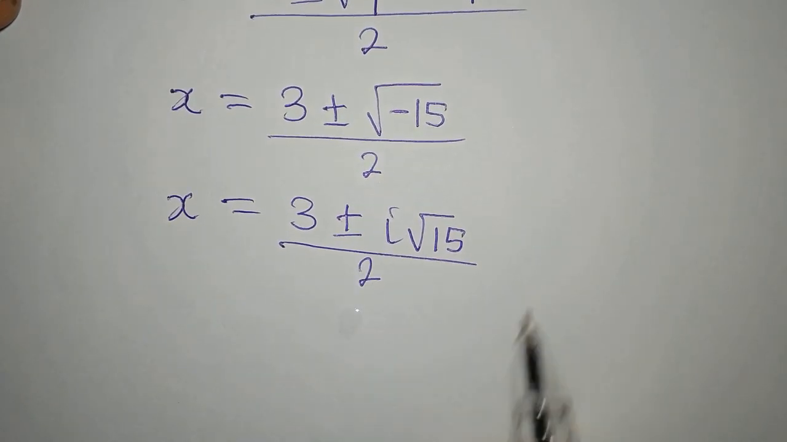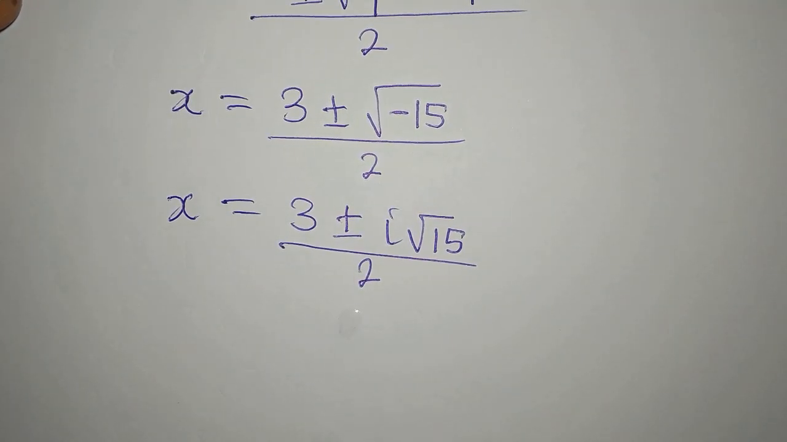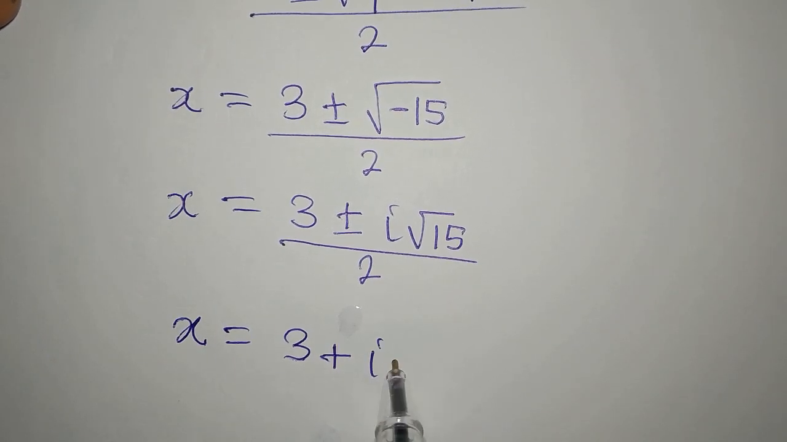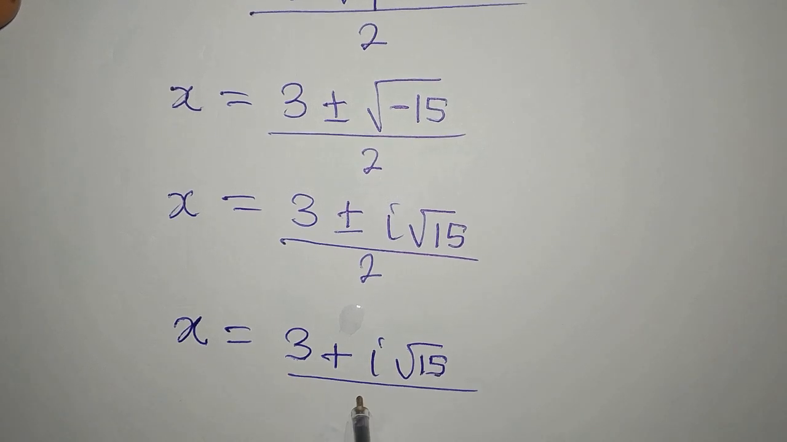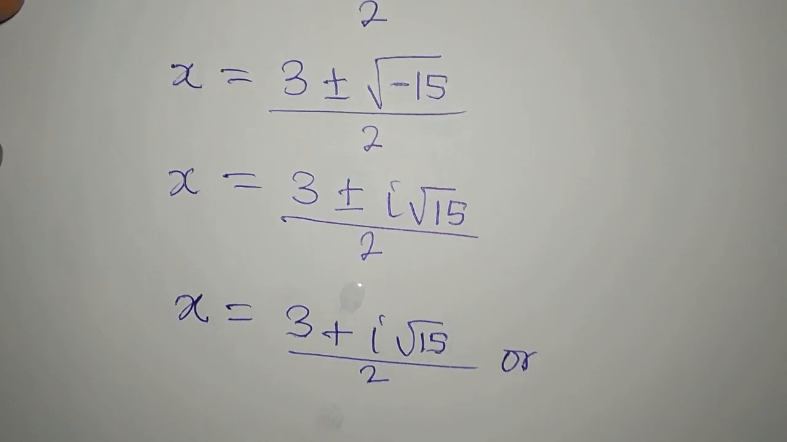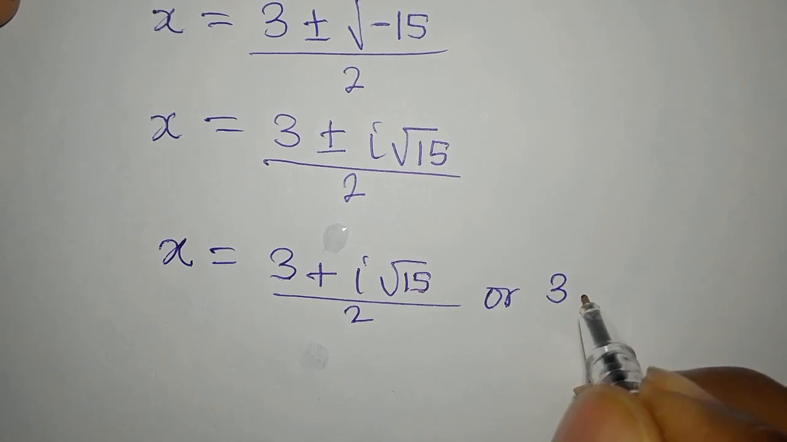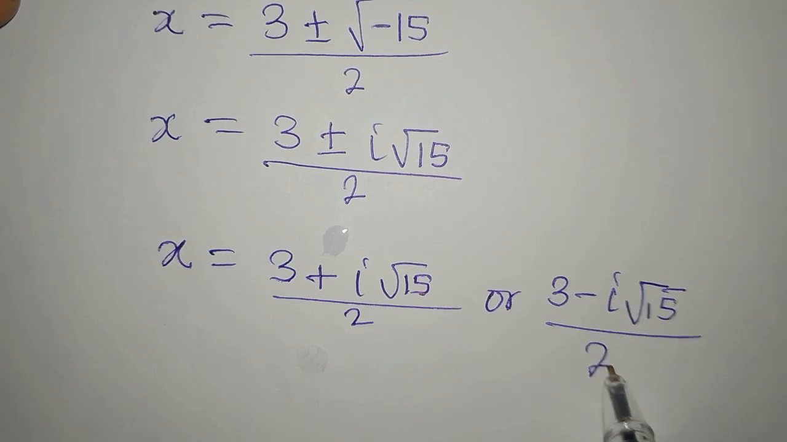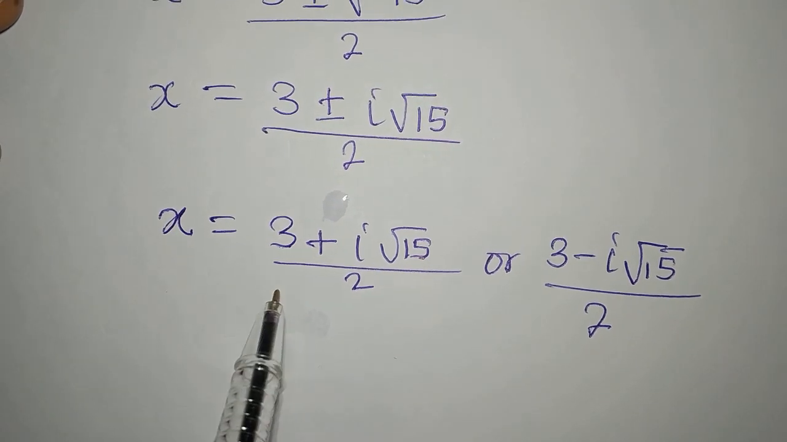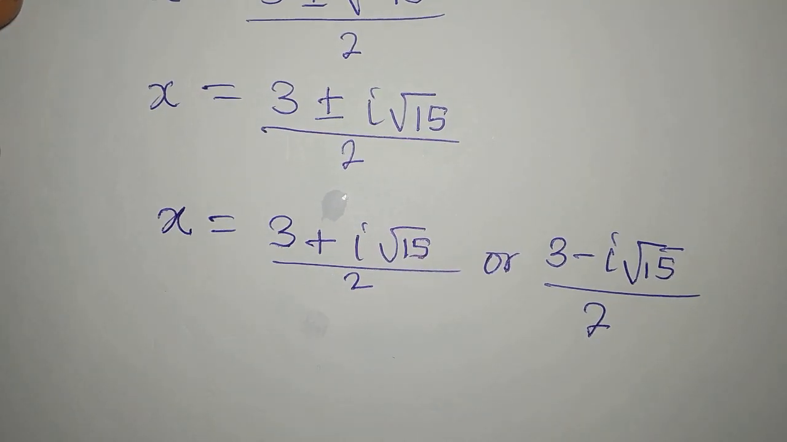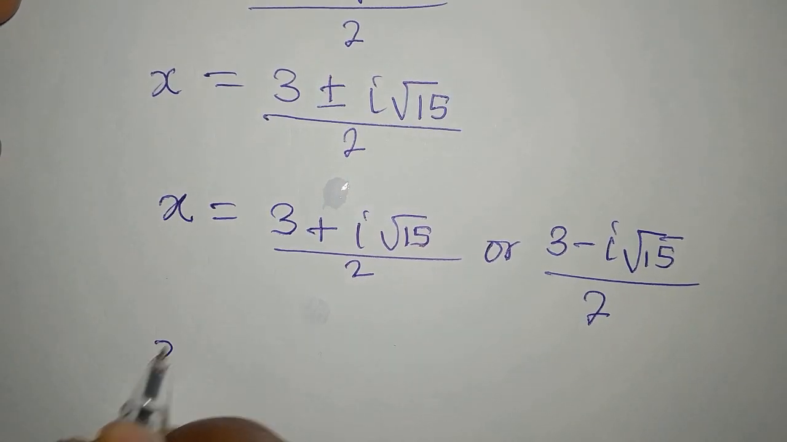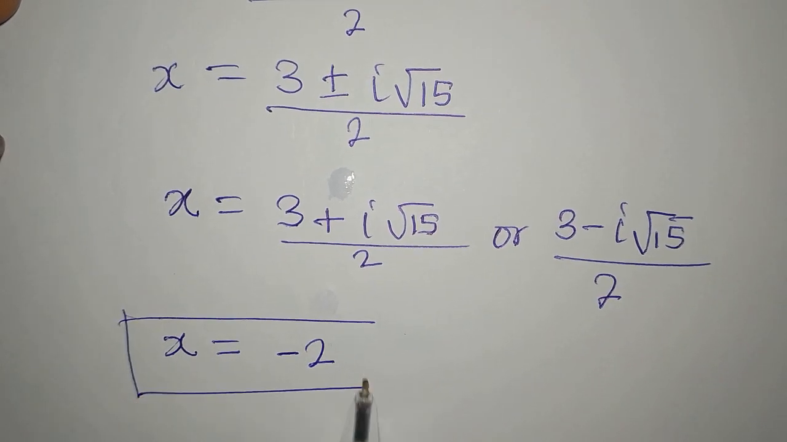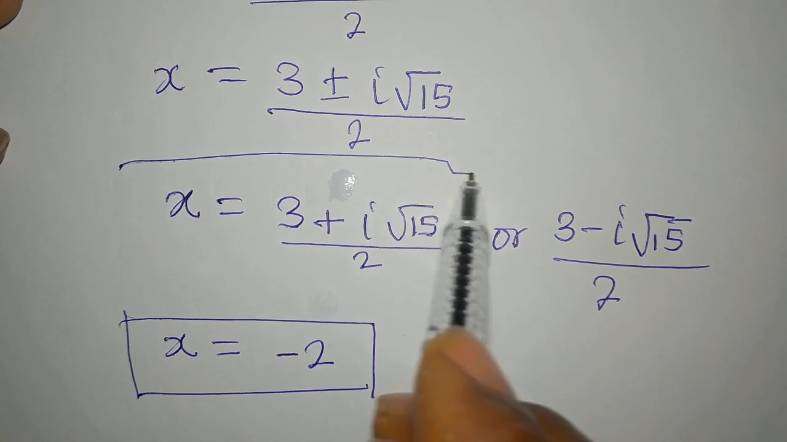So this is a 2-in-1 solution, and we are going to say that x is equal to 3 plus i root 15 over 2, or we have 3 minus i root 15, then we have everything over 2. So from here we have two additional solutions, 1 and 2. But remember, before that we had x to be equal to negative 2. So these are the three solutions to the equation.